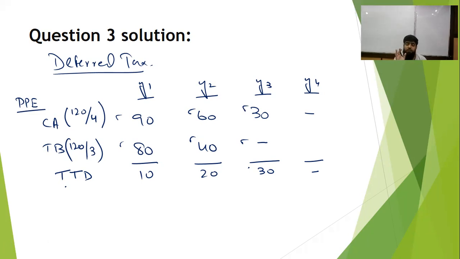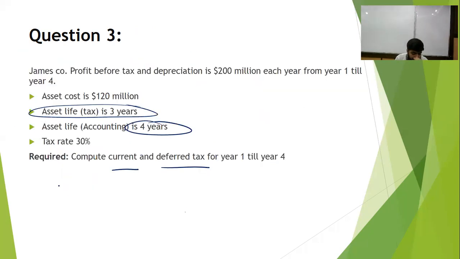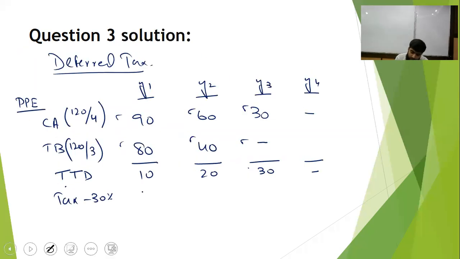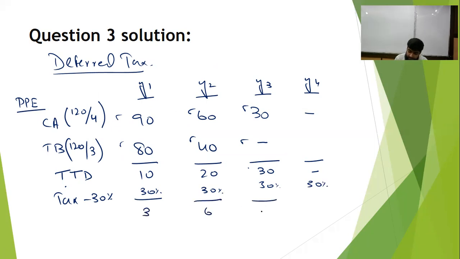And whenever there is a taxable temporary difference, this will create a deferred tax liability. That means the deferred tax expense for the year. Now, how are we going to calculate this? We will apply the tax rate, and the tax rate is 30%. I guess 30%, yes. 30% will be applied on each year. So the deferred tax liability is 3, 6, 9, and definitely 0. That is the deferred tax liability.